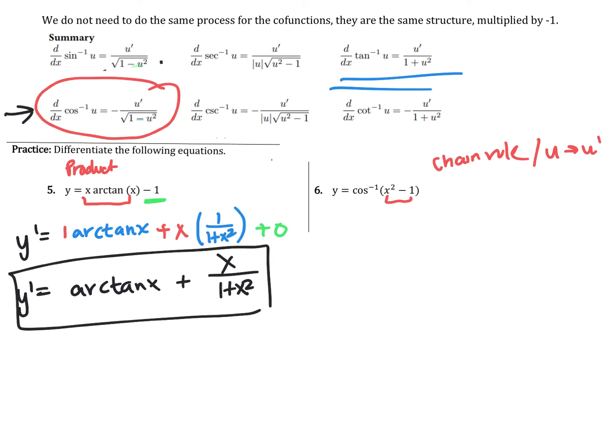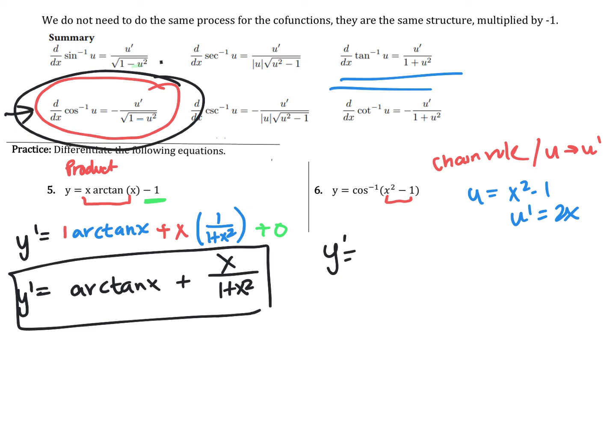For number 6, our u is going to be x squared minus 1, so u prime is going to be 2x. So y prime is going to equal, looking at the derivative of inverse cosine here, negative u prime, which is 2x, over the square root of 1 minus u, which is x squared minus 1, quantity squared.